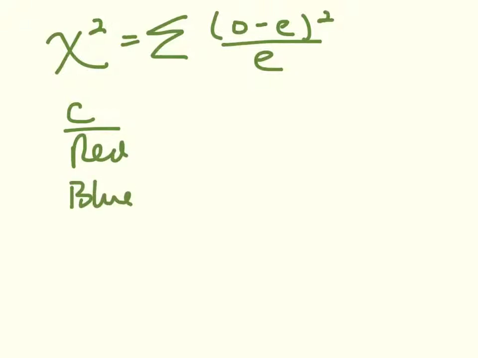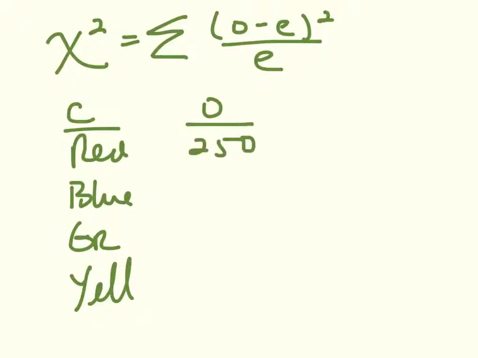We see green. And we see yellow. Right? Our observed results, our observed grains of cracked corn: we see 250 red, 220 blue, 230 green, and 240 yellow.